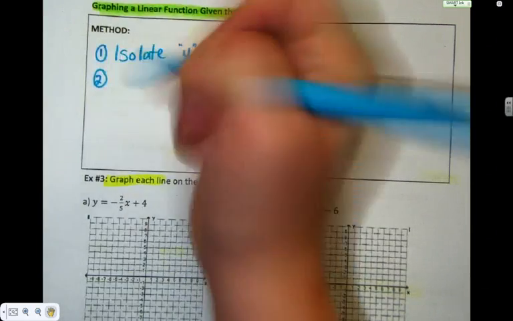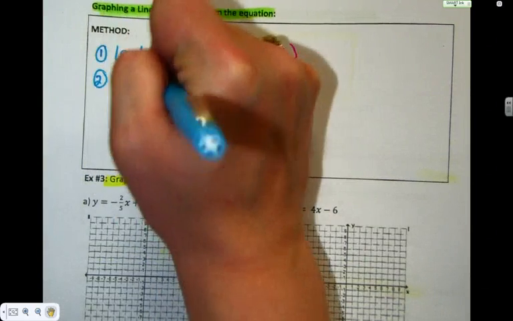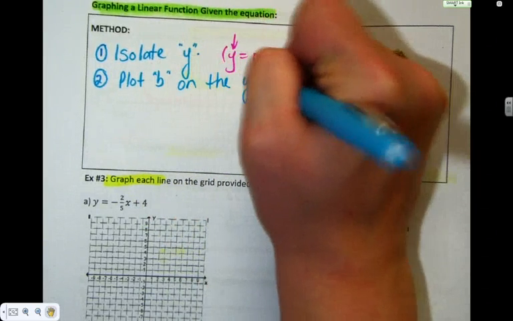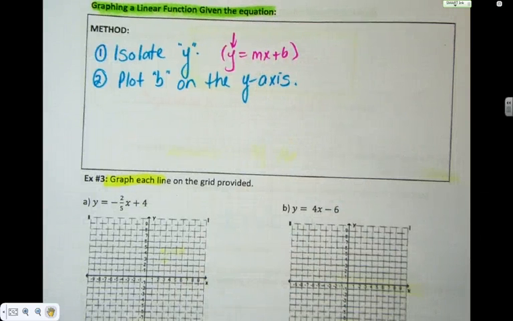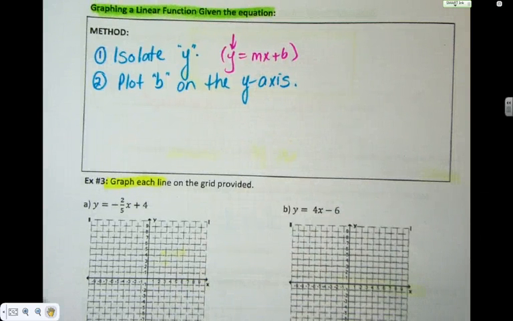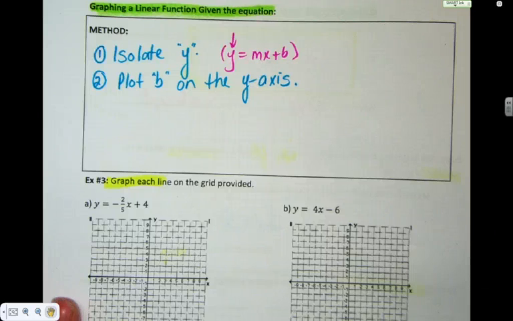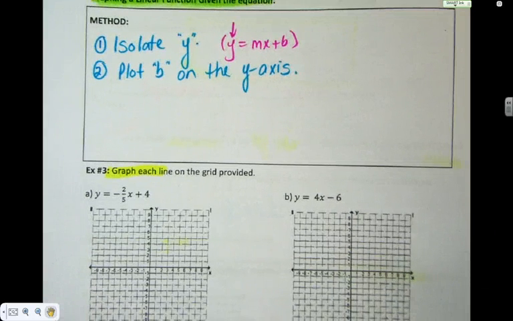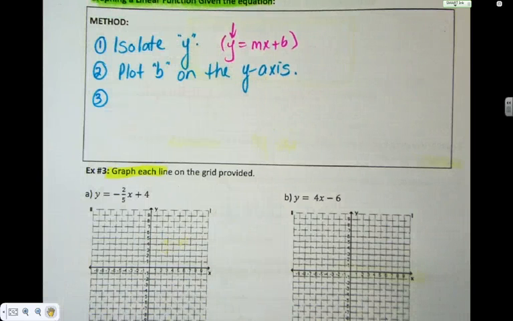Step number 2, plot b on the y-axis. Why do we put b on the y-axis? What is b? The y-intercept, right? And that's what goes on the y-axis. From there, what we need to find is a second point. This is where m comes into play.